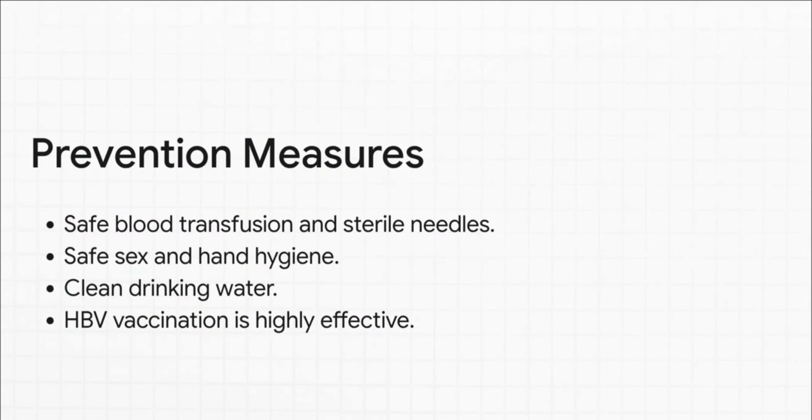Of course, the absolute best treatment is preventing the infection from happening in the first place. This means ensuring safe blood transfusions, using sterile needles, practicing safe sex, and maintaining strict hand and water hygiene. But without a doubt, our greatest triumph in prevention is the hepatitis B vaccine. It's actually considered the first ever anti-cancer vaccine because it prevents the liver cancer that HBV directly causes. It is highly effective, it's included in standard global immunization schedules, and it is an absolute necessity for protecting healthcare workers and populations worldwide. And remember, by preventing HBV, we also completely eliminate the risk of the dependent HDV virus.